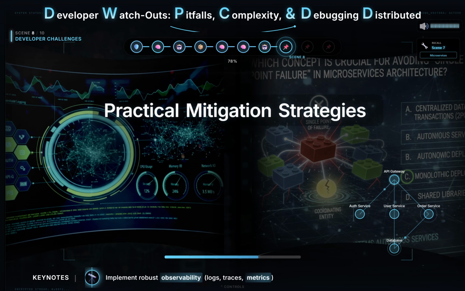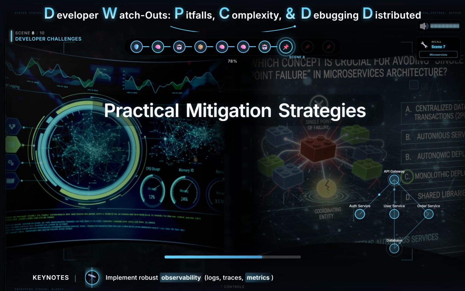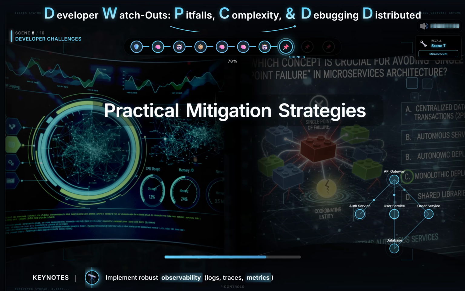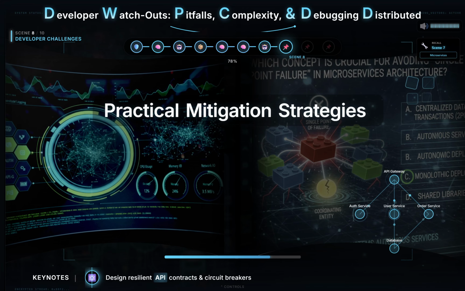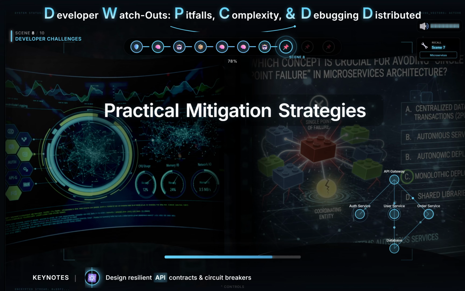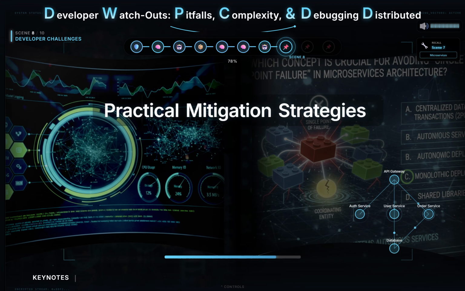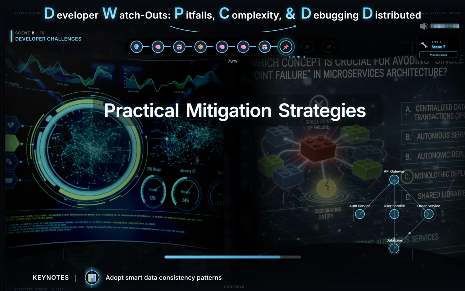Designing smart API contracts with clear boundaries, implementing circuit breakers, and adopting thoughtful data consistency strategies, even if it's eventual, can prevent cascading failures. And for networking, using service meshes or intelligent API gateways helps abstract away much of that underlying complexity. It's about building resilience into each brick and the connections between them.